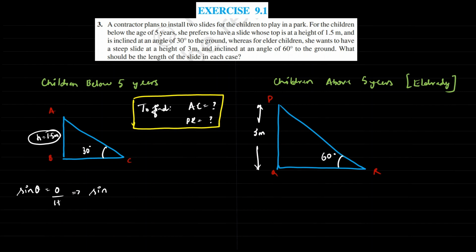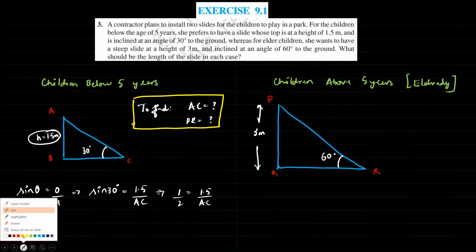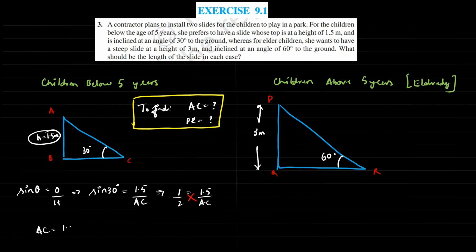Here, theta is 30 degrees. So sine 30 would be equal to the opposite side, which is 1.5 meters over AC, which is going to be the length of the slide. Sine 30 degrees is going to be 1 over 2, and that's going to be equal to 1.5 over AC. Now I can just cross multiply. AC multiplied by 1 is going to be AC itself, and that's going to be equal to 1.5 multiplied by 2, and the value of AC is going to be equal to 3 meters, and I can put a box around it.